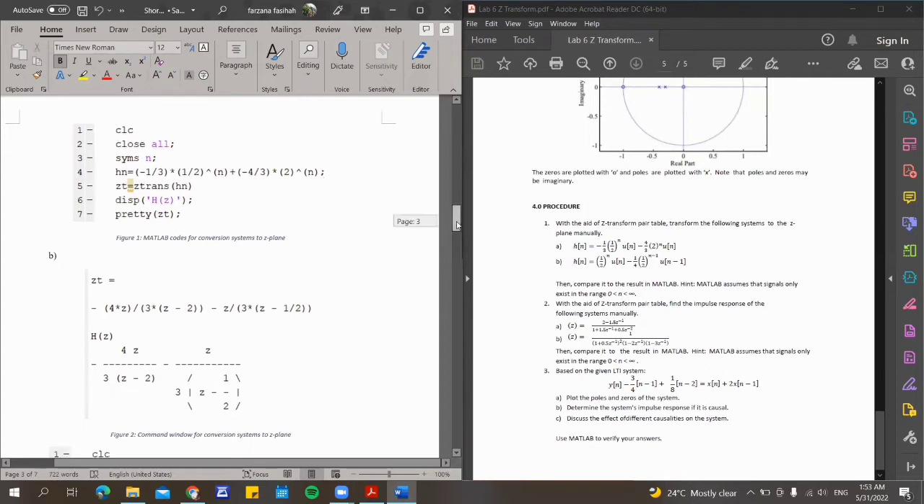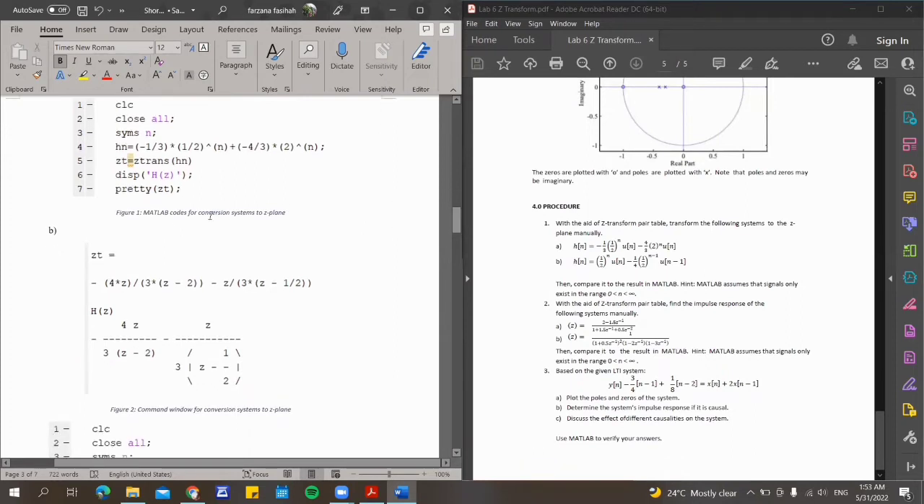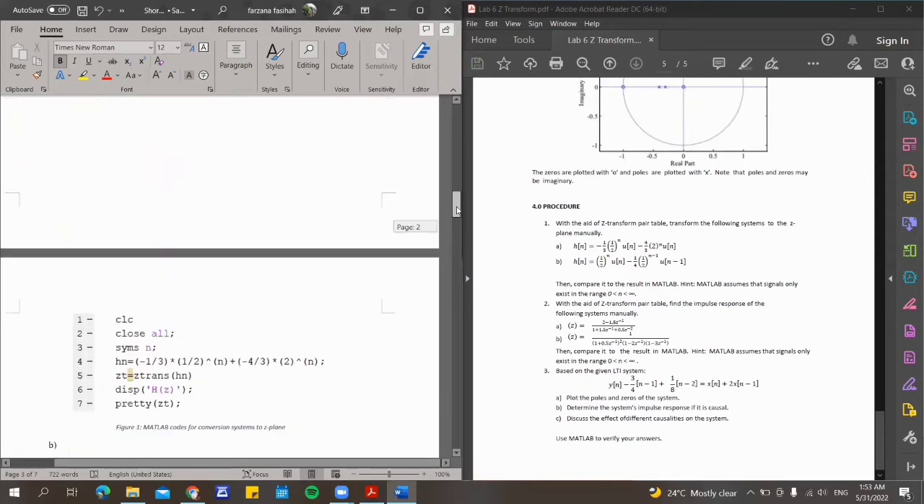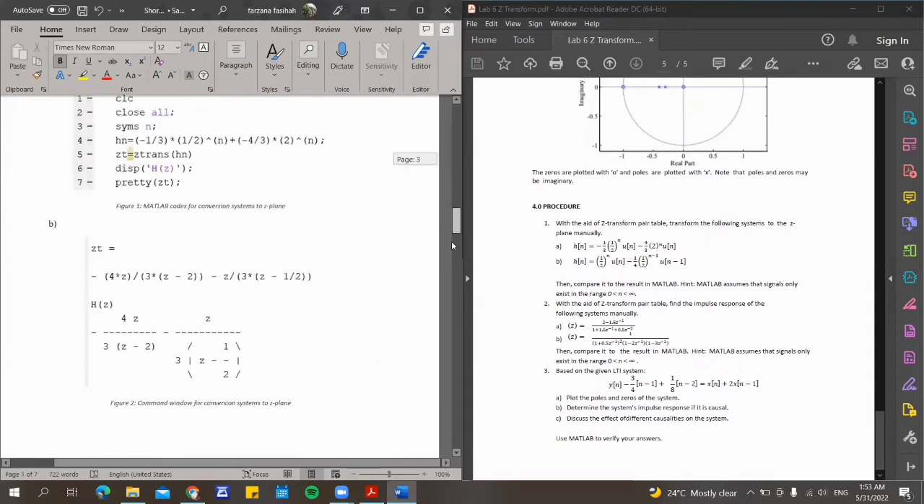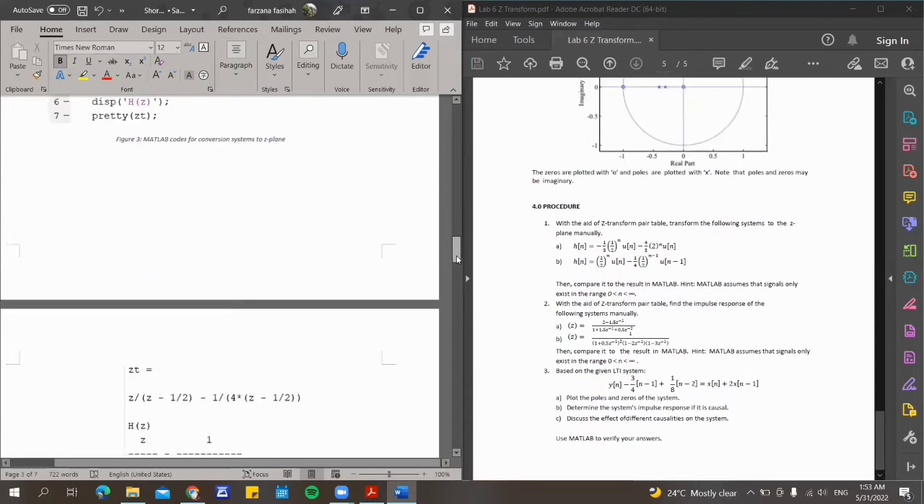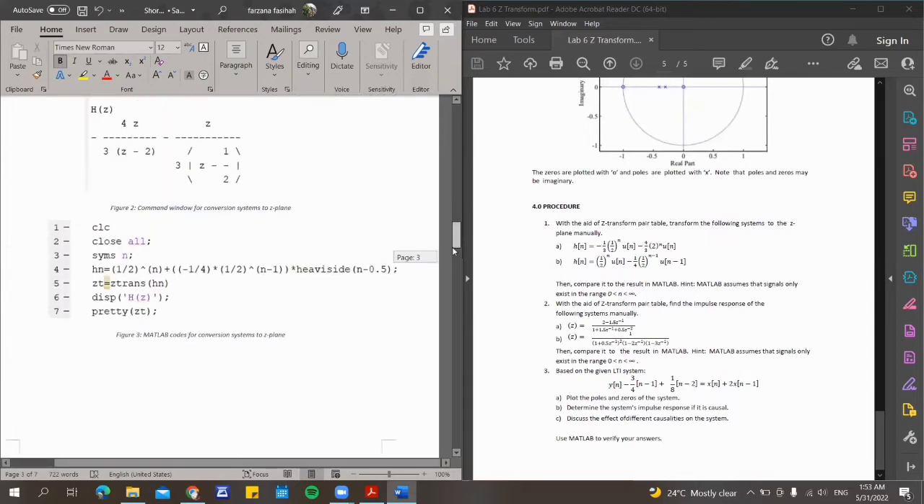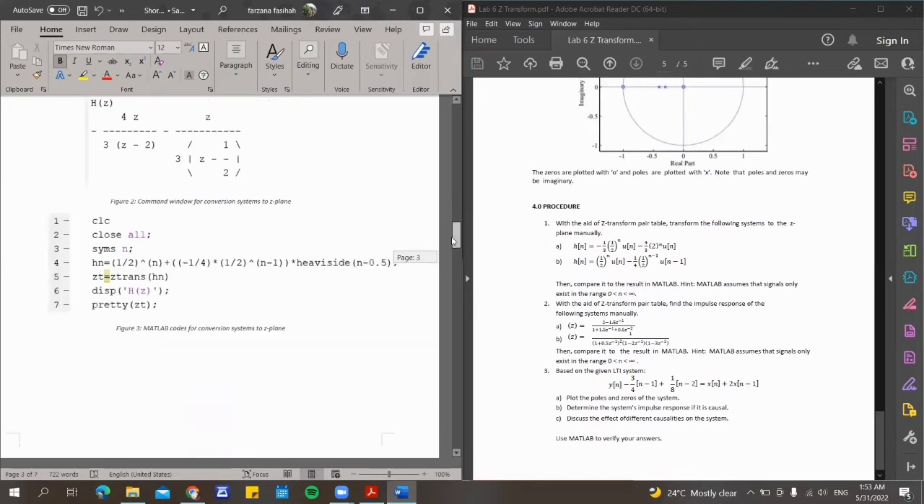After we click the run button, the answer will appear in the command window here. We just need to check whether the final answer of H(z) is the same as the calculation just now. This is the final answer for the calculation. It is the same, there is no difference between them. The same goes to part 1B.